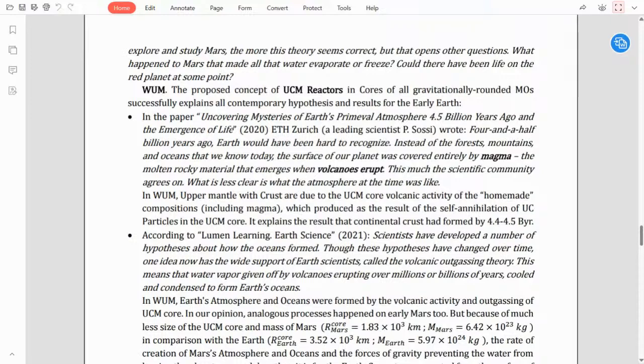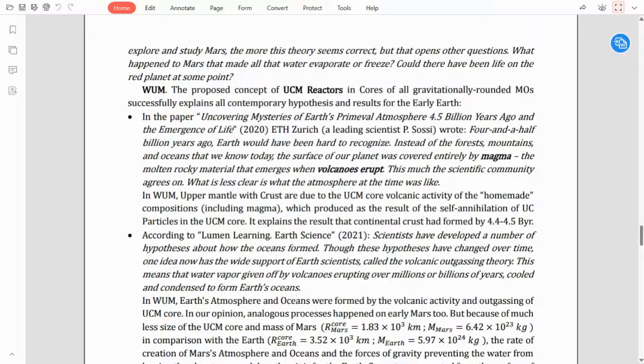In our view, the upper mantle with crust are due to the UCM core volcanic activity of the homemade compositions, including magma, which was produced as the result of the self-annihilation of UC particles in the UCM core. It explains the result that continental crust had formed by 4.5 billion years ago.